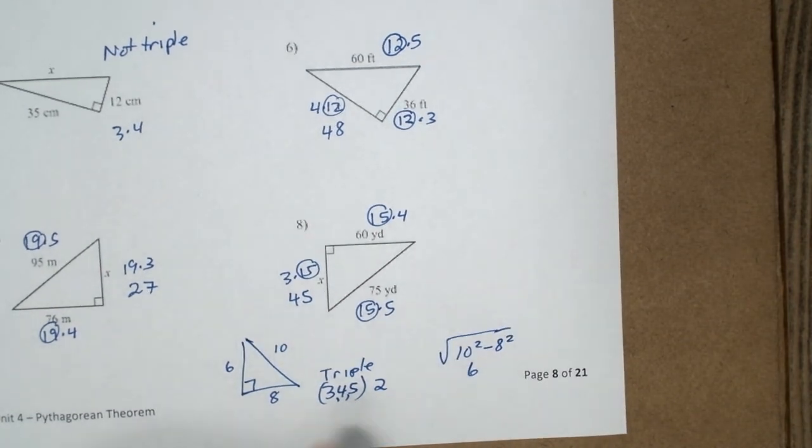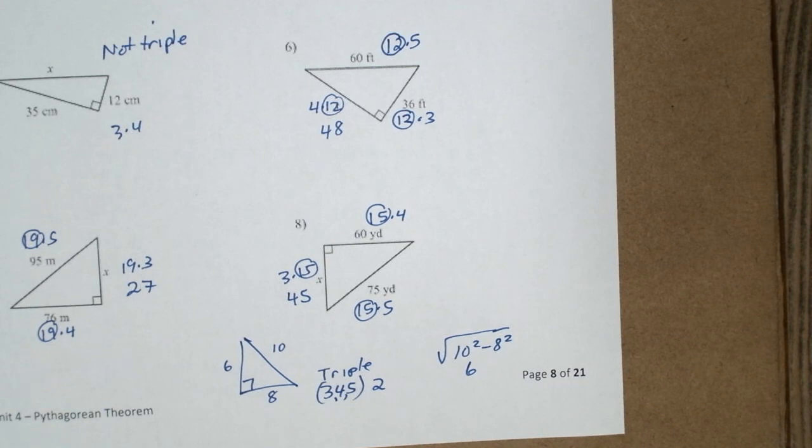If it's a triple, you can annotate which triple it is and what the scale factor is. If you can't see that it's a triple, then you can go ahead and do the Pythagorean theorem again like we did yesterday. Not acceptable is to say I did it in my head. Please show work and upload your work. Thank you.